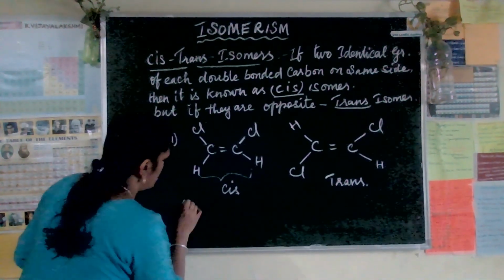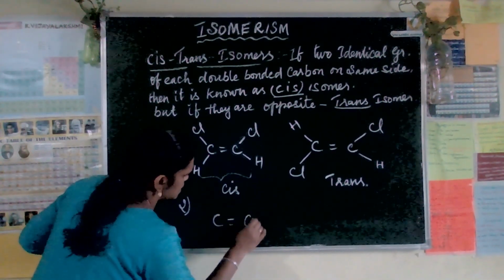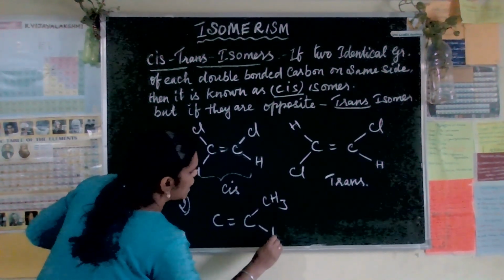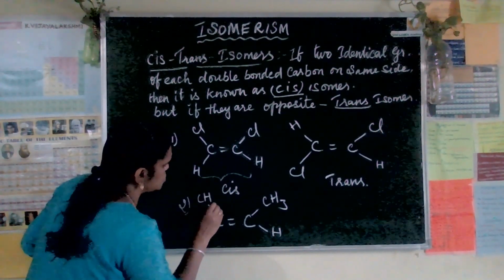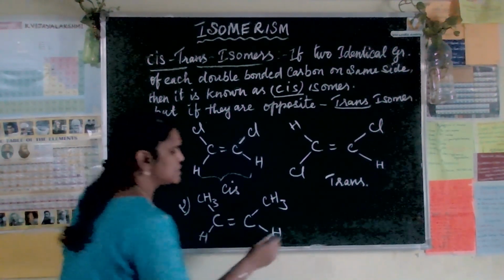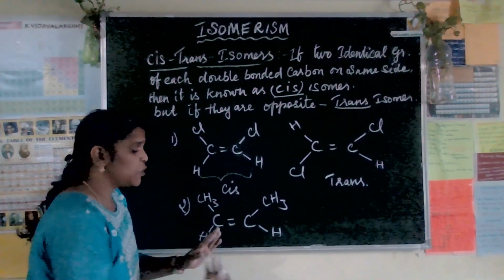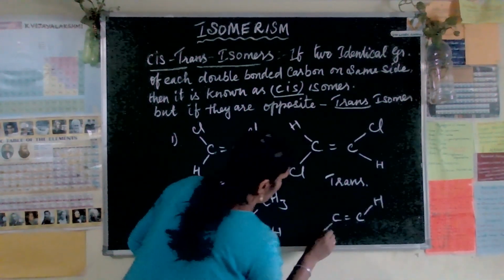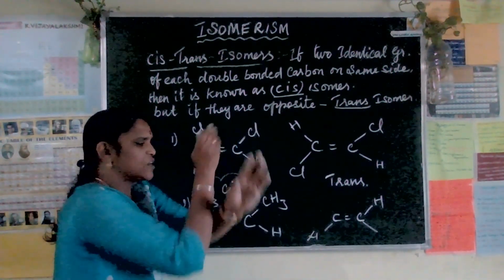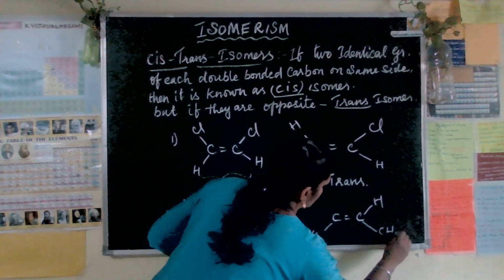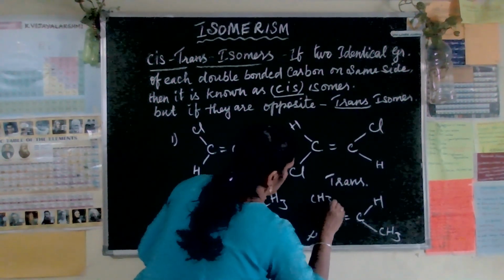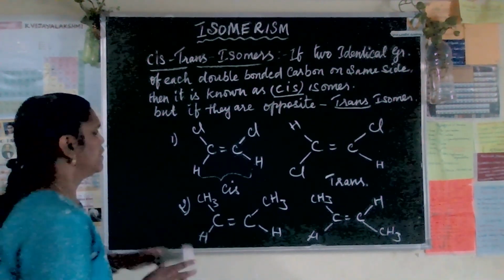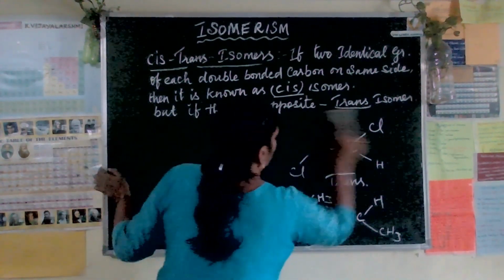One more example. Here C double bond C. Here on one side CH3, the other side hydrogen. The same way here CH3, here hydrogen. That is the same cis and trans. By this time you will come to know how trans is formed. It's so simple. Here hydrogen, here one hydrogen. Just crisscross like this. Now here CH3 and here CH3. Hope you're clear with this. Now one more example we can go for. The same thing.